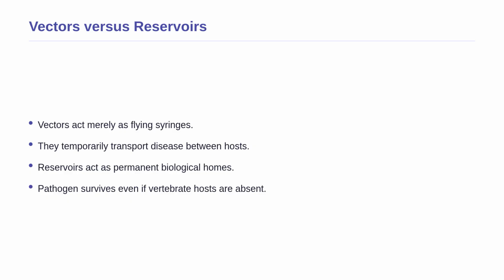Building on that definition, it is important to distinguish between a simple vector and a true reservoir. Normally, we think of insects merely as vectors. A vector is like a flying syringe that simply carries a disease from one infected person to a healthy person. It is a temporary transporter. However, when an insect acts as a reservoir, it serves as a permanent biological home for the pathogen. This means the disease can survive perfectly well even if all vertebrate hosts in the area are immune, vaccinated, or completely absent.